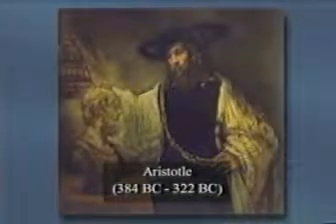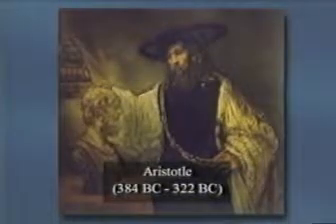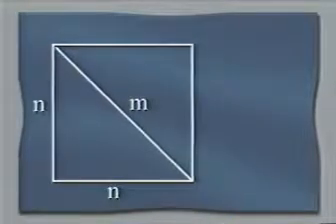But Aristotle, famous Greek philosopher, proposed a square whose side had length n, that is 4 sides of length n, that had a diagonal of length m, where m and n were both counting numbers, and that the ratio of m to n could not be simplified, could not be reduced. That is, m and n shared no common divisor other than 1.